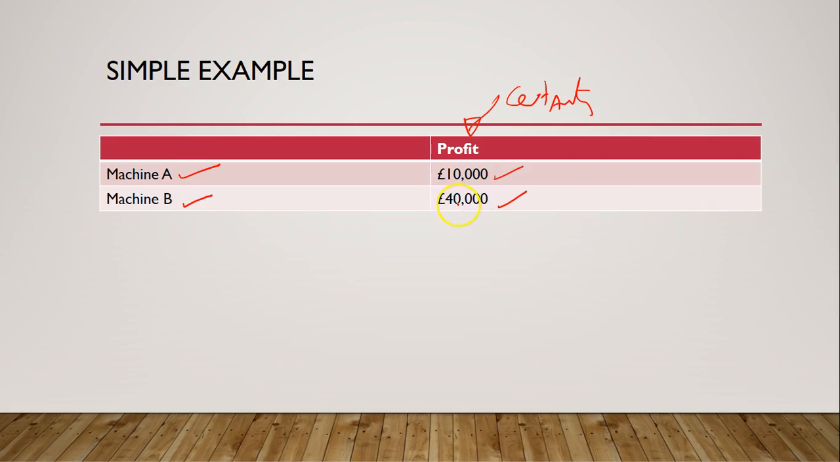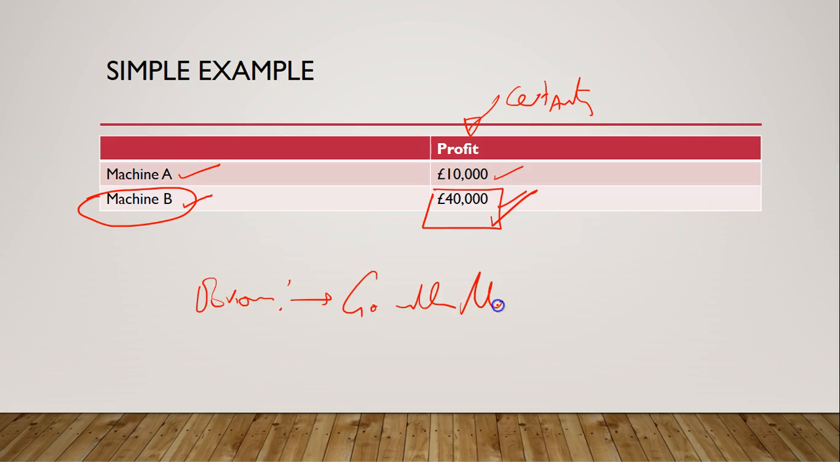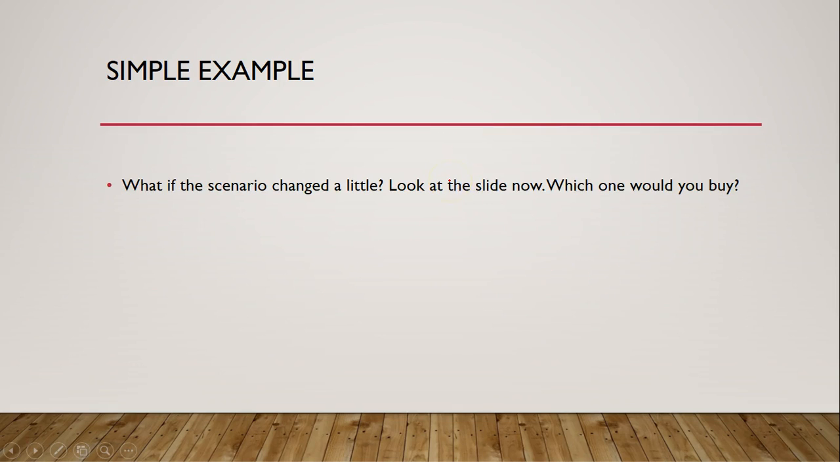And you're probably wondering, what are you talking about? It's obvious we would buy machine B, because machine B gives us the highest profit. Obvious. Go with machine B. No problem. But sometimes things aren't that straightforward, because in this scenario there's one constant event, and I know that these are the profits. So let me twist things a little.